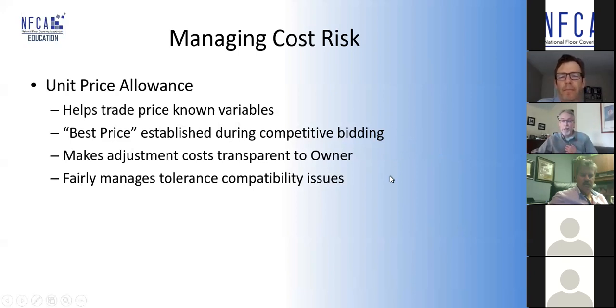And from all industry feedback we get, a unit price allowance fairly manages the tolerance compatibility, assigns risk to the individuals who have the most control over those costs.